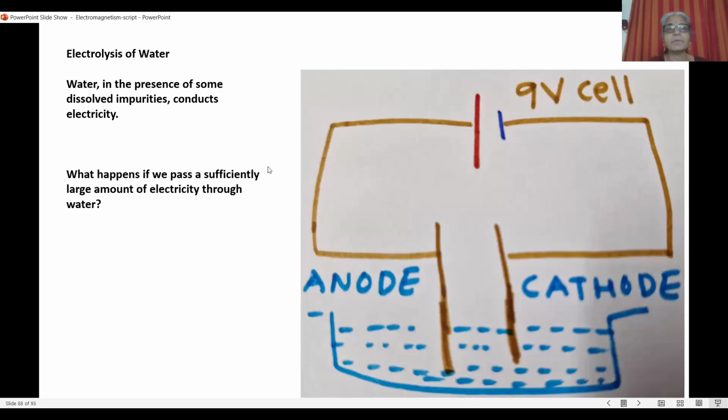In this video, we are going to see what happens if we pass a larger amount of current through water. So this process is called electrolysis of water. What happens if we pass a sufficiently large amount of electricity through water?